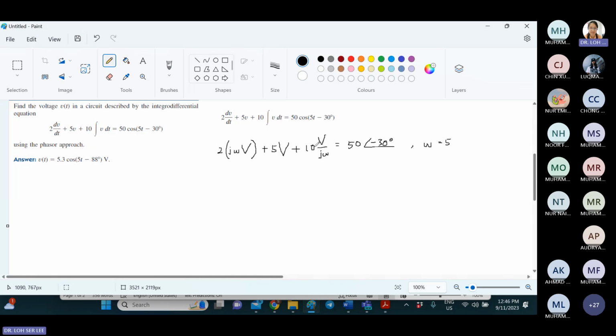Okay, here we settle this one first. You have omega as 5. You substitute this omega by 5. 5 times 2, you get 10. j10 plus 5V. When this omega is 5, cancel out the 5 with this 10, you get 2. Okay, 2V over j.